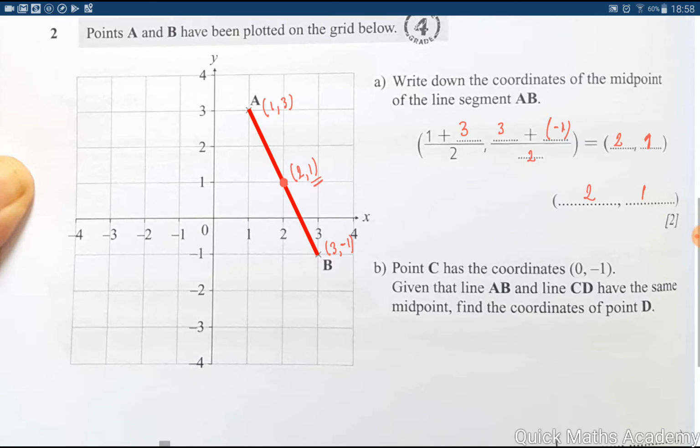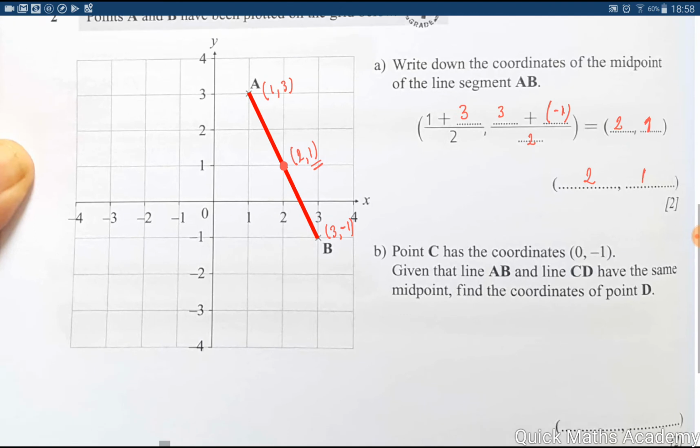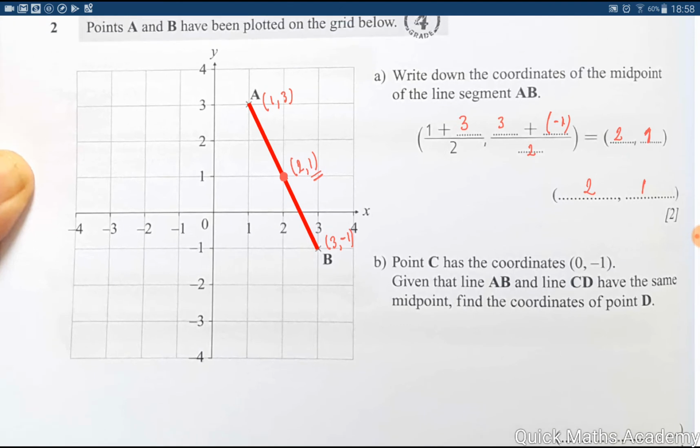The second one: point C has coordinates 0, minus 1. So let's put that. X is 0, y is minus 1, so it is this point here. That will be my point C, 0, minus 1. Given that the line AB, which is the line that I have in the grid, and the line CD have the same midpoint, find the coordinates of D.